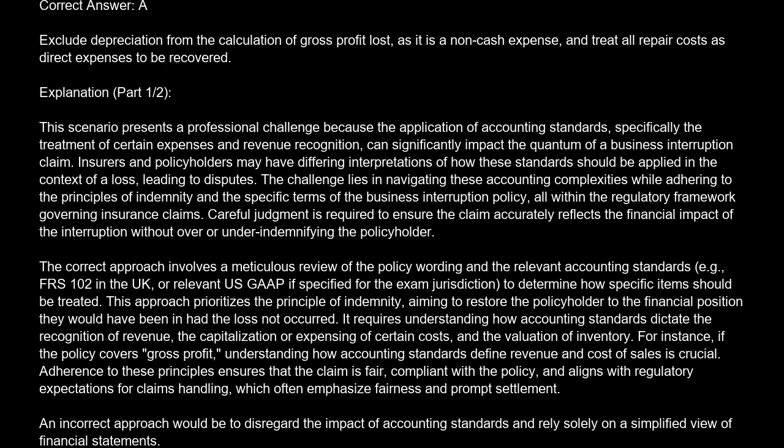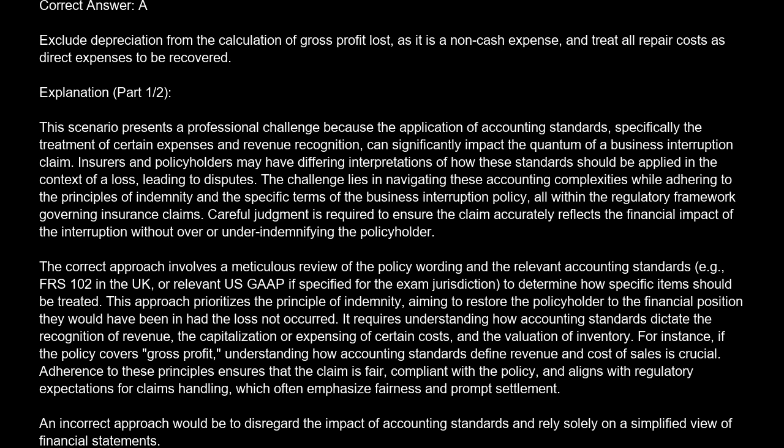Insurers and policyholders may have differing interpretations of how these standards should be applied in the context of a loss, leading to disputes. The challenge lies in navigating these accounting complexities while adhering to the principles of indemnity and the specific terms of the business interruption policy, all within the regulatory framework governing insurance claims. Careful judgment is required to ensure the claim accurately reflects the financial impact of the interruption without over or under-indemnifying the policyholder.